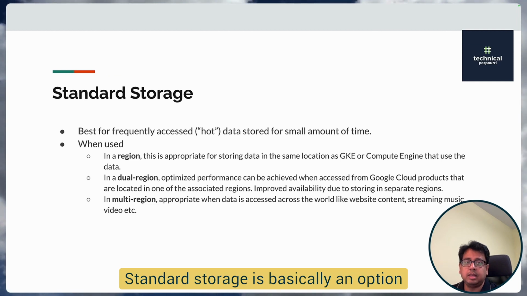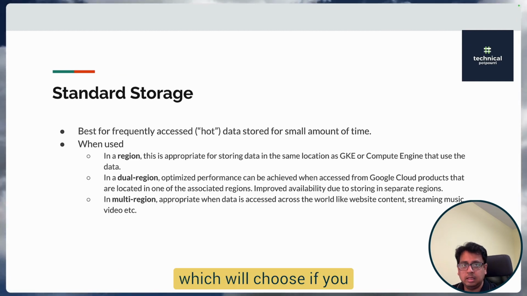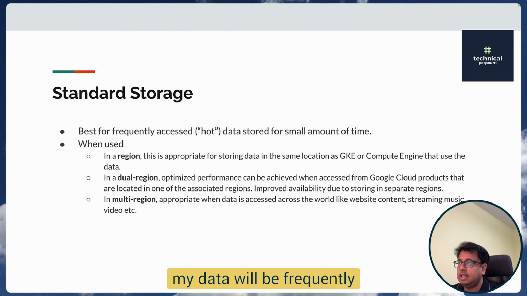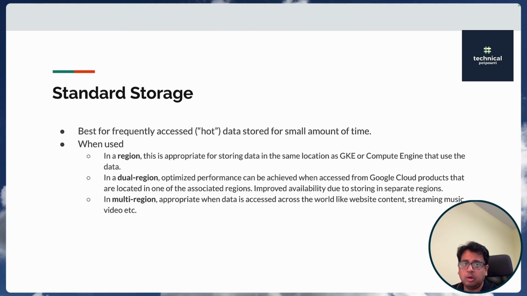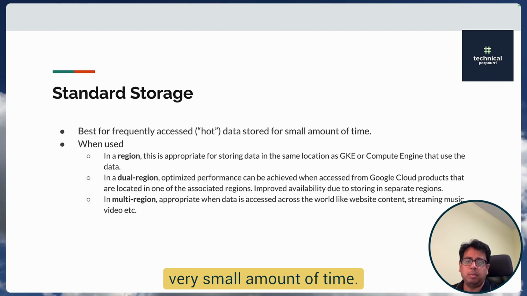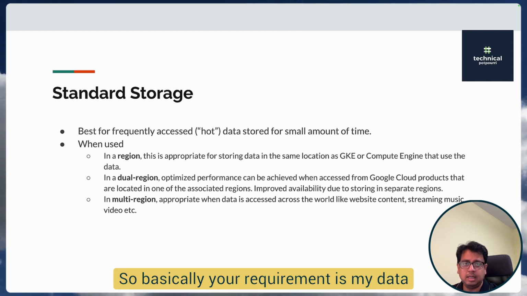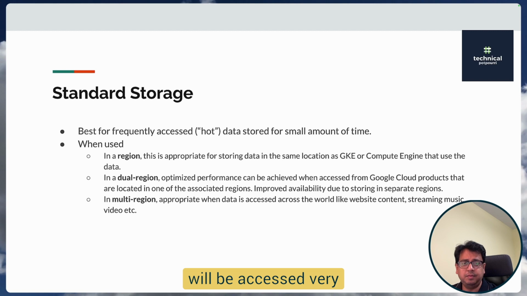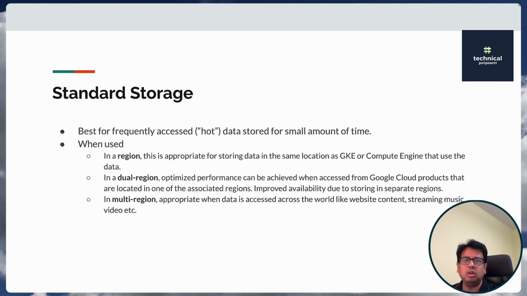Standard storage is basically an option which you will choose if you have a requirement that your data will be frequently accessed. In Google Cloud, we call this hot data, but the data will be stored for a very small amount of time. So basically your requirement is that your data will be accessed very frequently, but it will not stay for a longer time.